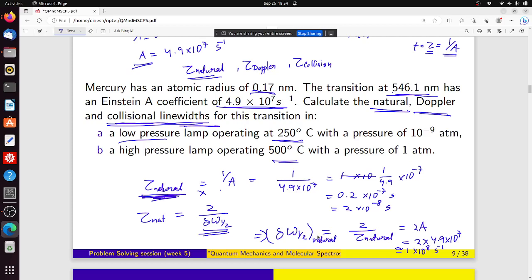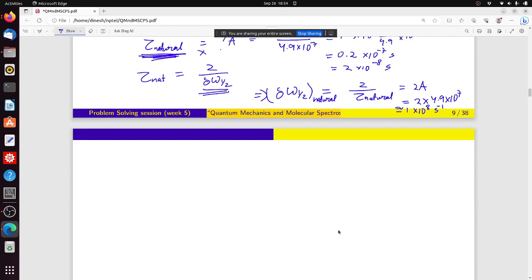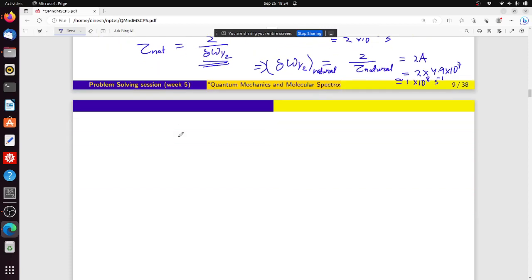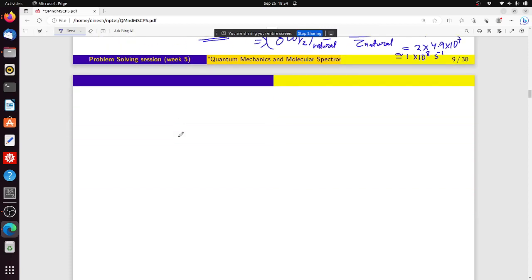Okay, now we need to calculate Doppler and collisional line widths. Give me 1 minute.